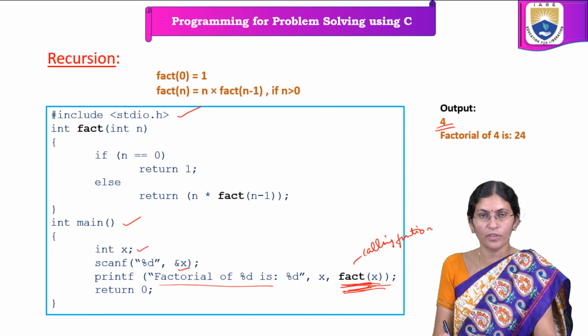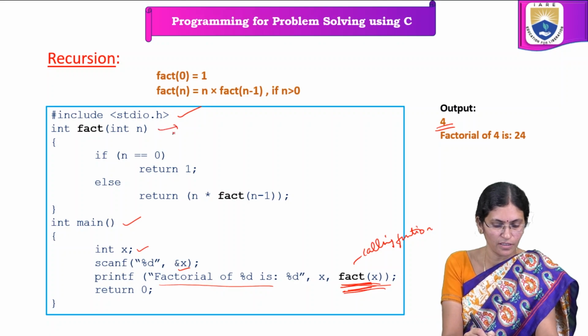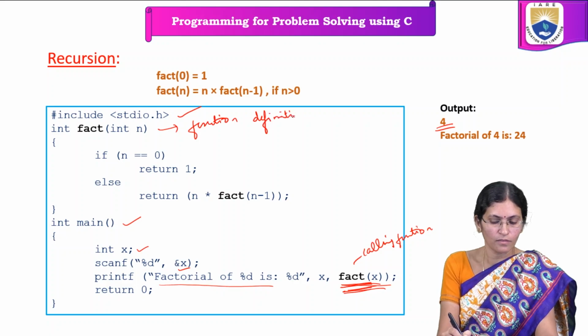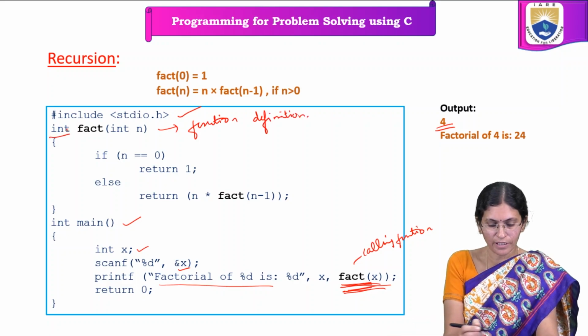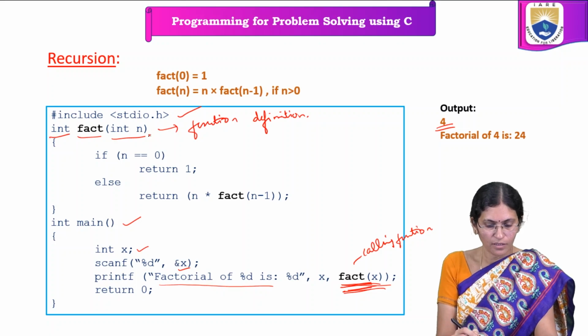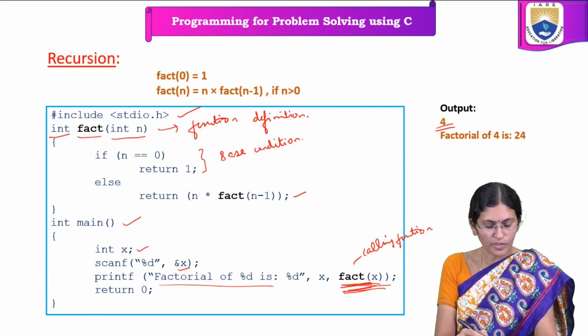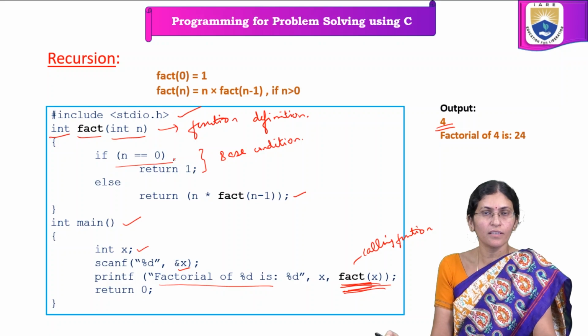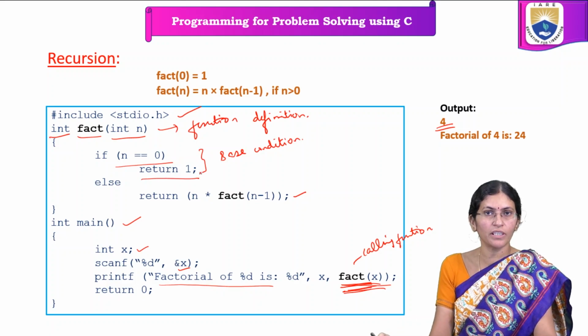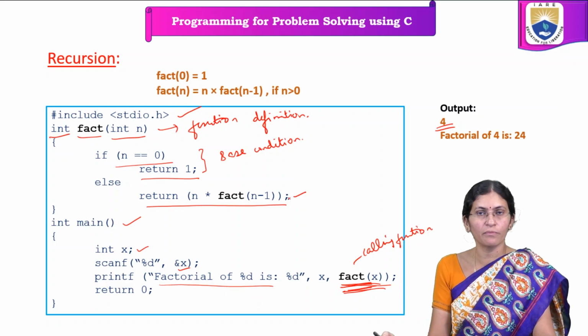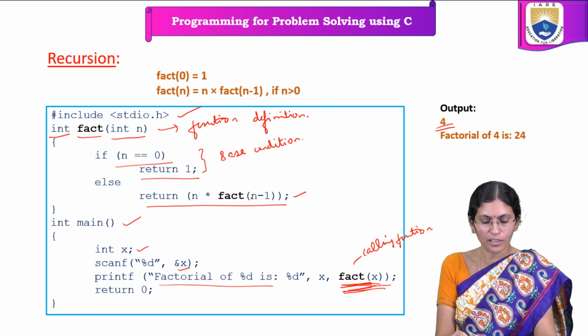Whenever the program sees this statement, control is transferred here. This is the function definition. A function definition includes the return type, then the name of the function, and then the inputs or parameters. This is the base condition we have written. It specifies the base condition or stopping condition, and this one is the recursive form. If n is equal to 0, then we have to return 1, else the program is written as n into fact of n minus 1.